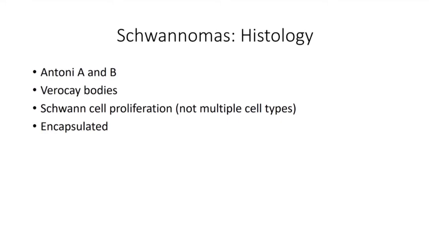Now, this is going back to boards and all the rest, but there are a few histological findings that should make you think schwannoma, at least if you're taking a test. Antoni A and B and Verocay bodies. There is, again, Schwann cell proliferation in these tumors, but they don't usually include multiple other types of cells within the tumor itself. And then again, schwannomas are thought to be encapsulated with a distinct capsule around this Schwann cell proliferation, as opposed to neurofibromas.